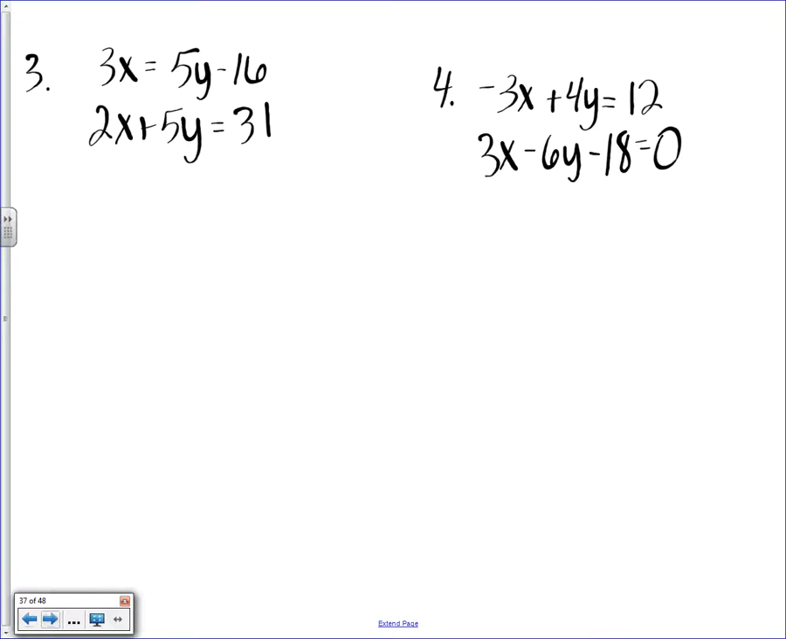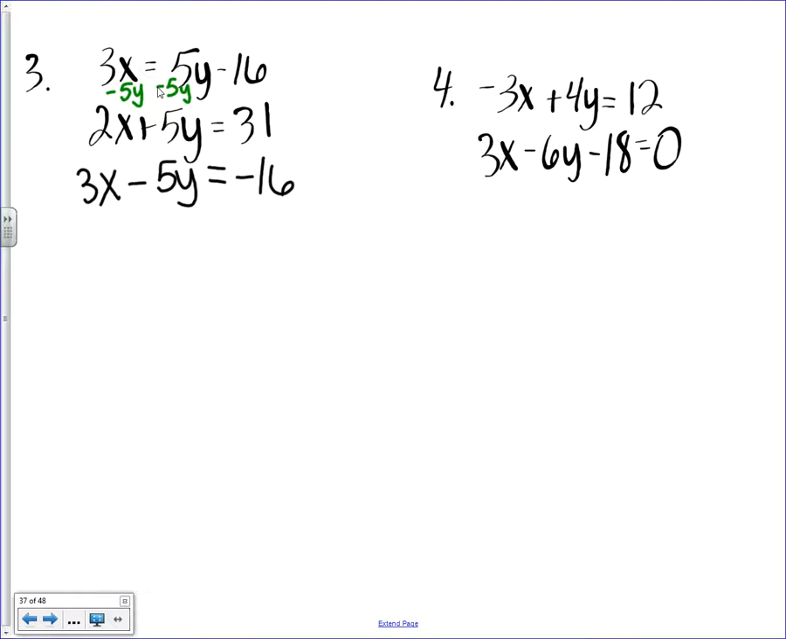Take a look at the next one. He says right away it's not in standard form, is it? So I need to get it into standard form. First of all, which equation is not in standard form, the top or the bottom? The first one. How would I get it into standard form? Yeah, the first thing I got to do is move this 5y over. So now I have 3x minus 5y is equal to what? Negative 16.